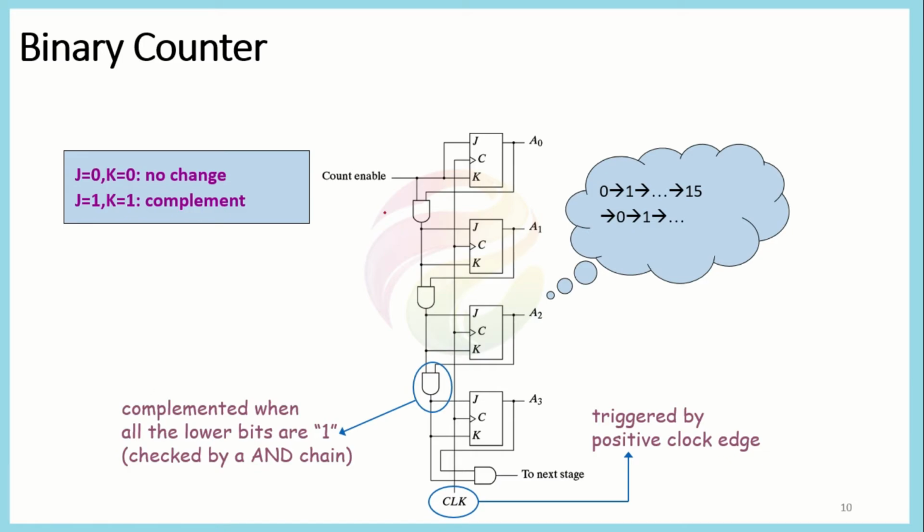And then we also have a count enable pin here, which is actually controlling or enabling the whole counter. Say if the value of this enable input is equal to 0, then all the J and K inputs are equal to 0, and the clock signal does not change the current state of the counter. So A0, A1, A2 and A3 would retain their values.